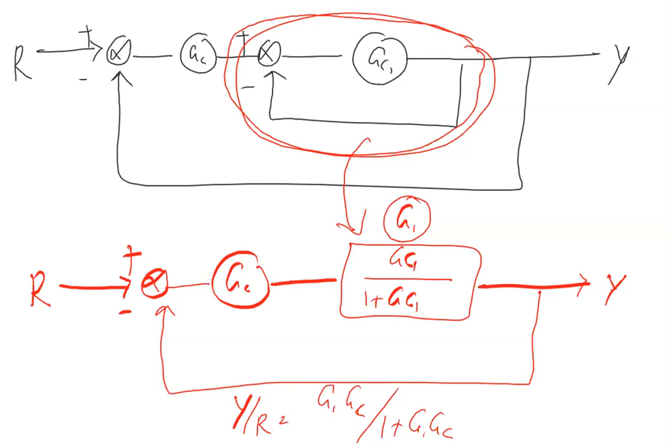So why 2GC1? 2GC1 will not come, no? I have written the entire transfer function as G1. To simplify, I have written it as G1. That is why G1 GC by 1 plus G1 GC. So you can simplify later on, but I'm telling you the path forward. Y by UR will not be there. Either Y or Y by R. You will never have Y by UR.